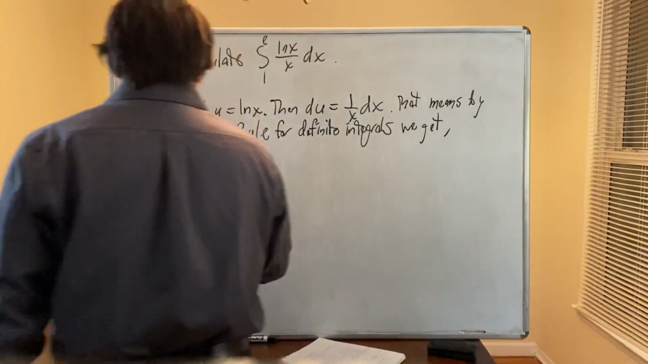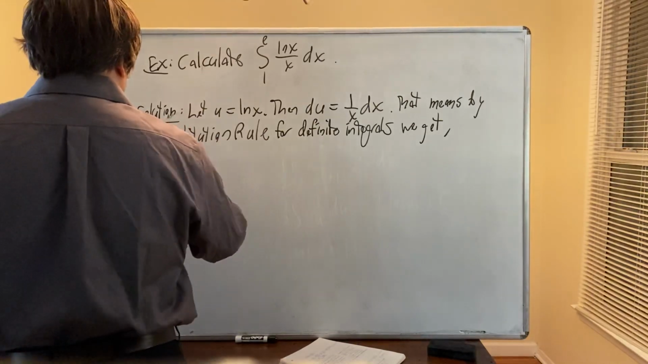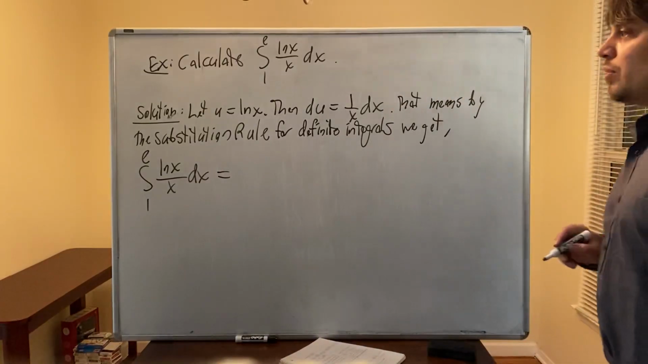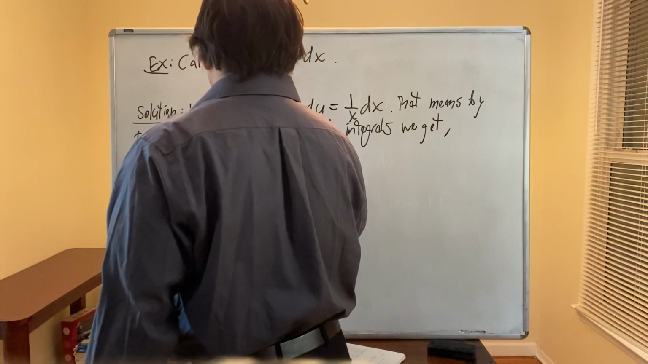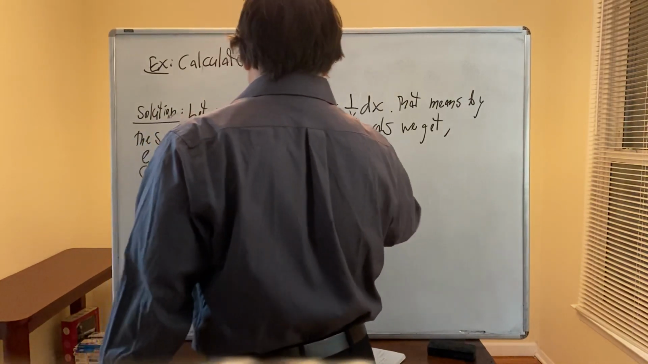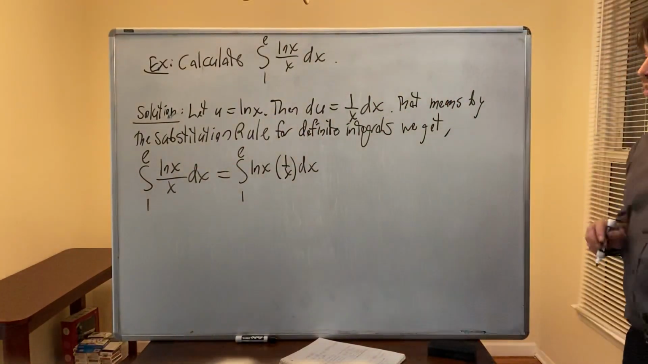the following. The integral from 1 to e of ln x over x dx is equal to, well, let me just separate the terms without doing anything. This is the integral from 1 to e of ln x times 1 over x dx. Right? ln of x divided by x is the same as ln of x times 1 over x dx.